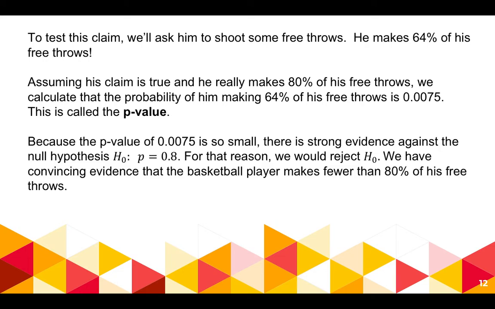The p-value is so small, we have very strong evidence against the null hypothesis. So remember, with a small p-value, you can reject the null hypothesis. We have convincing evidence that the basketball player makes fewer than 80% of his free throws. Basically, if he really did make 80%, there's such a small chance that he would have just made 64% of his free throws in that sample that we have enough evidence to reject his claim.